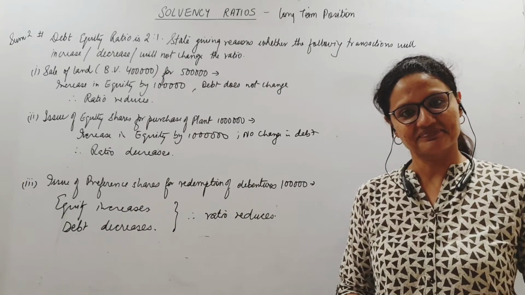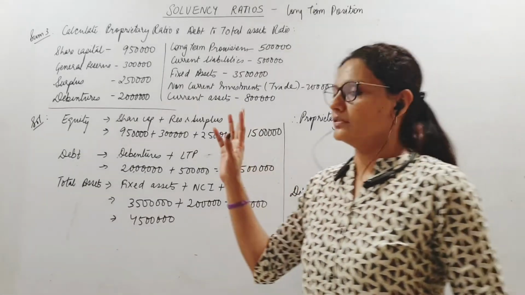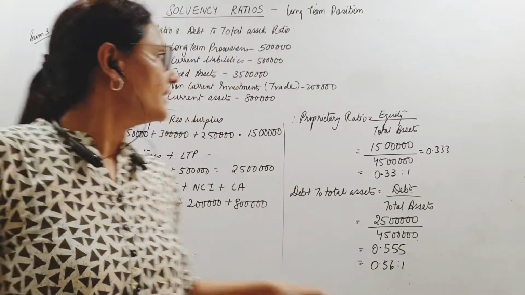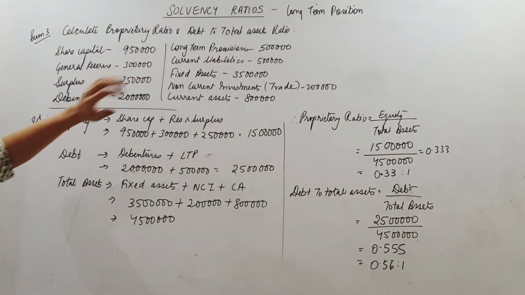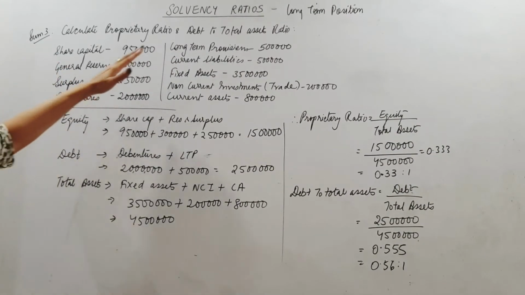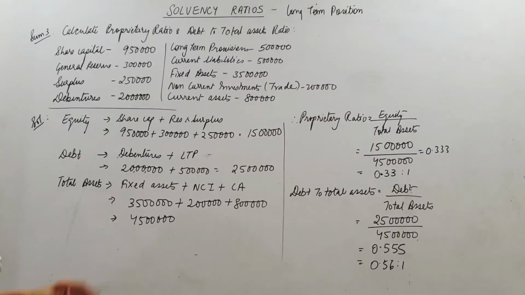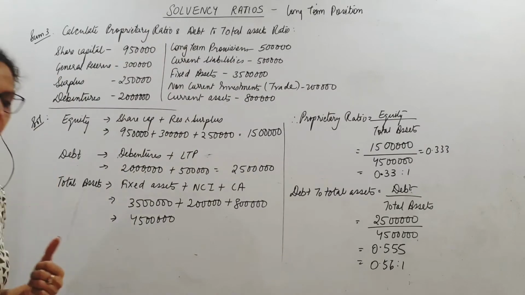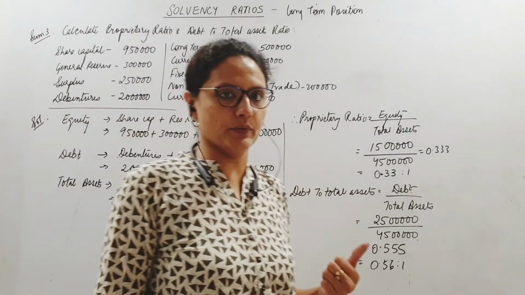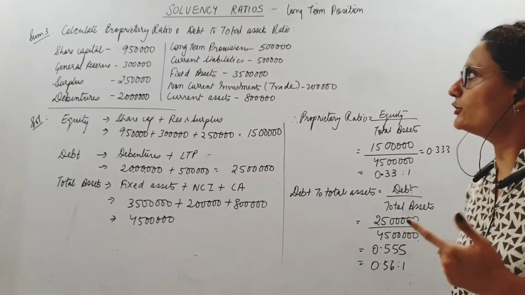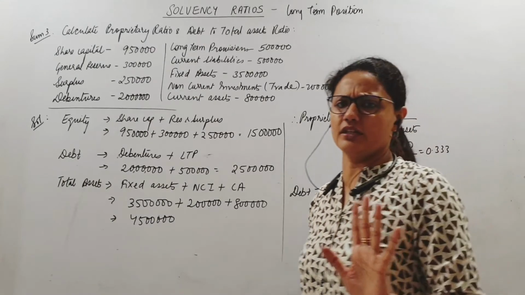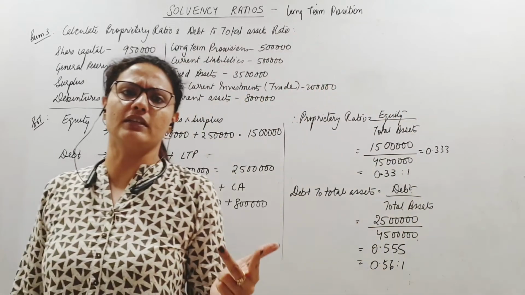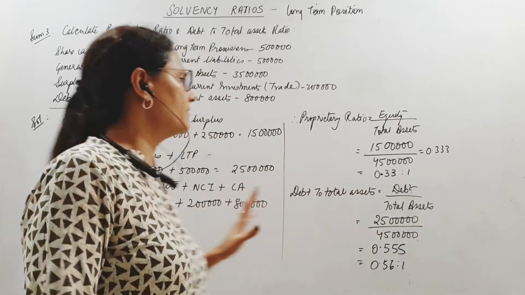Okay, let us take now the remaining two ratios also. Here, calculate proprietary ratio and debt to total asset ratio. You have been given certain information about assets and liabilities. Let us see where, for these ratios, what all do you need? Proprietary ratio you need equity and total assets. Debt to total assets you require debt and total assets. So basically 3 components you need to find out: equity, debt and total assets. तो तीनों ratio का मिल जाएगा.